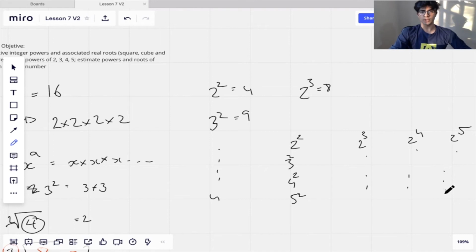It's important because next time you see them, you'll be able to recognize them, and a lot of the time some questions require you to recognize these. So it's quite helpful to know them and just be able to recognize them.